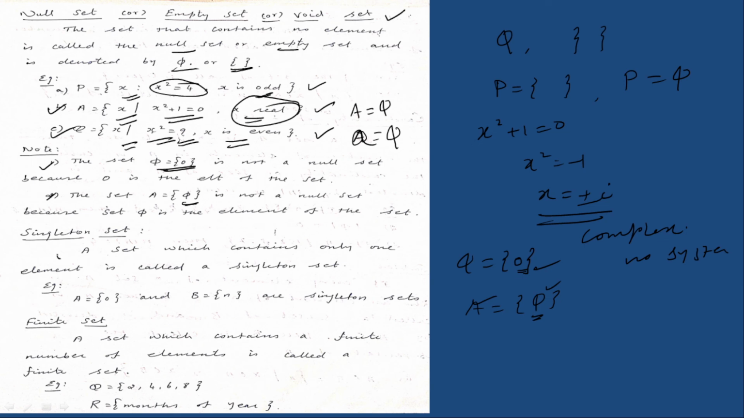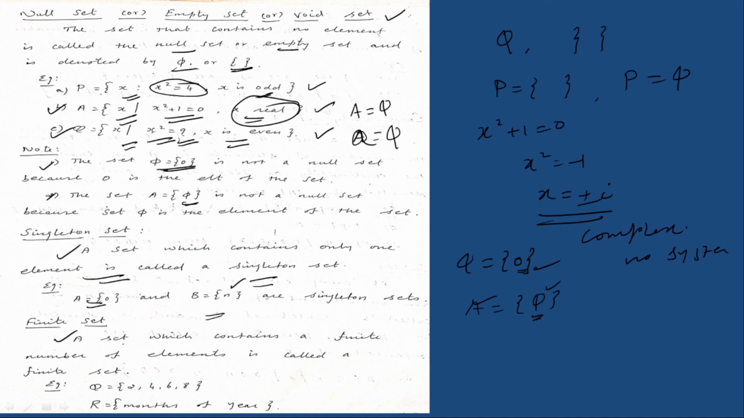The next one is the singleton set. A set which contains only one element is called a singleton set. For example, A is equal to the set consisting of only the element 0, and B consists of only one element n. So these are called singleton sets. A set which has only one element is a singleton set.